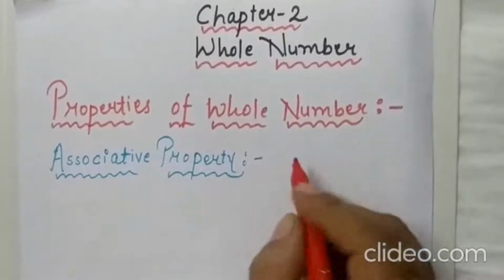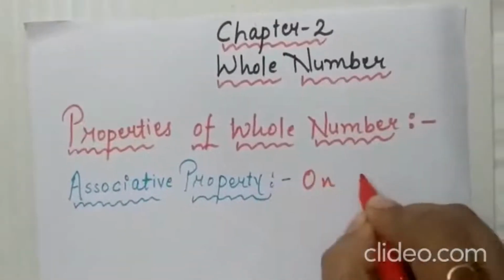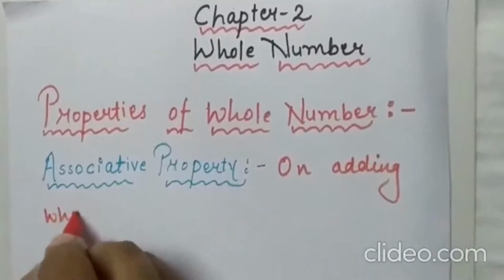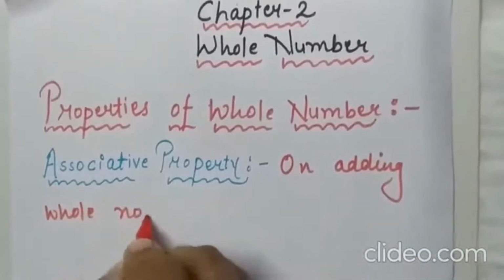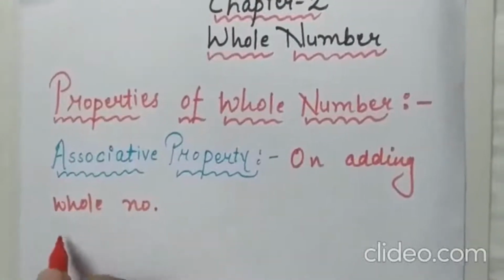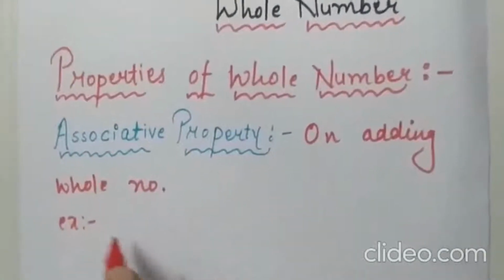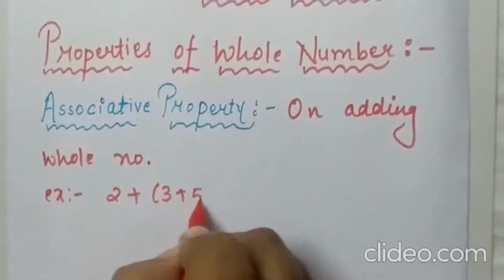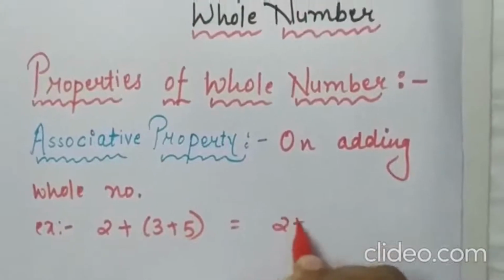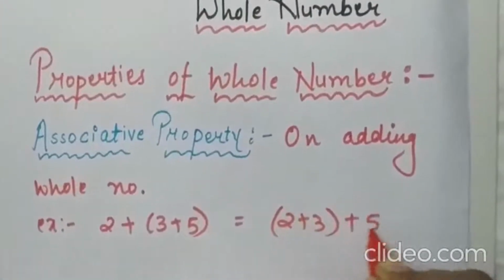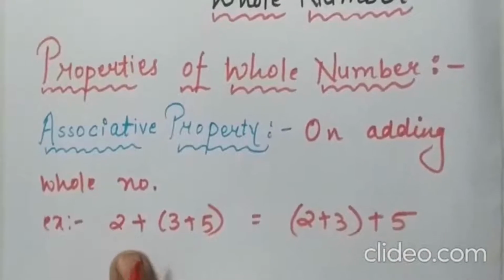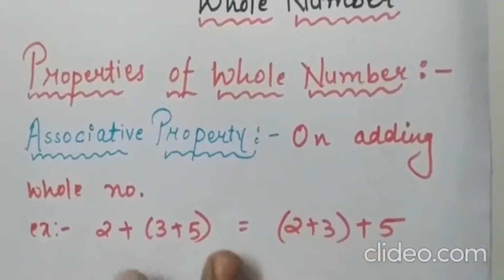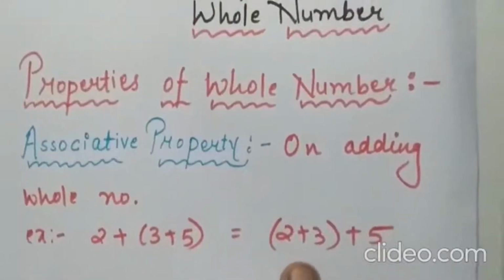First we will see it for addition, on adding whole numbers. If we add whole numbers and apply the associative property, we'll see what the result will be. For example, I will take 3 whole numbers: (2 plus 3) plus 5 is equal to 2 plus (3 plus 5). I have taken 3 different whole numbers, that is 2, 3 and 5. Here also the same whole numbers, 2, 3 and 5. Here I did one grouping and here I did a different grouping.